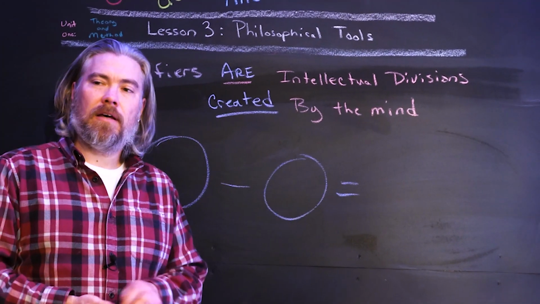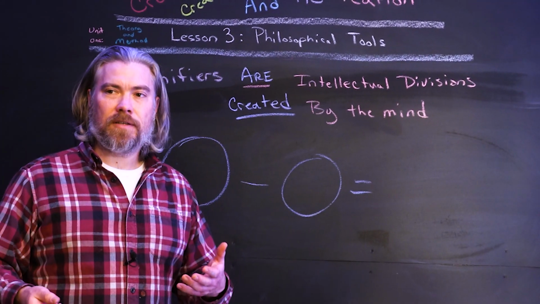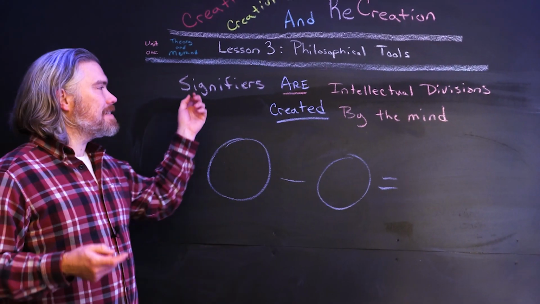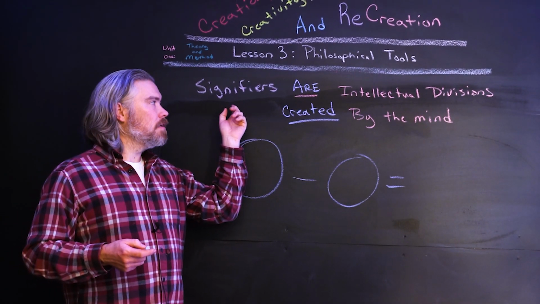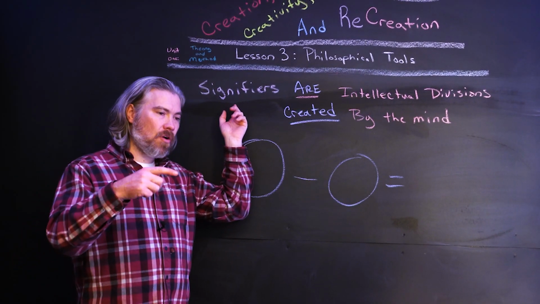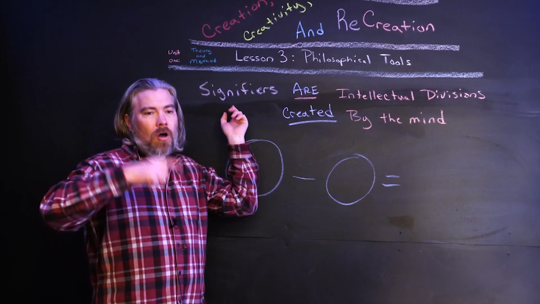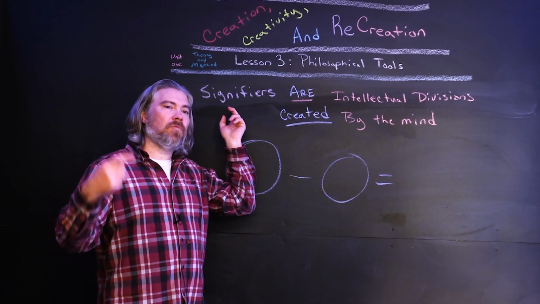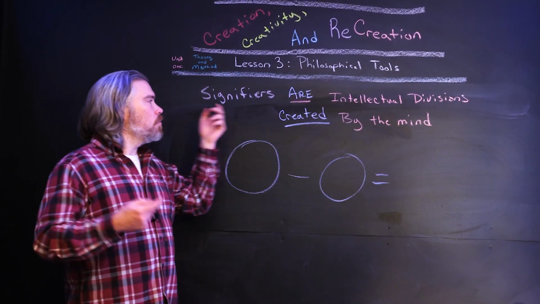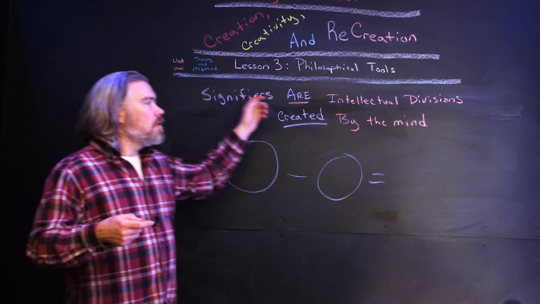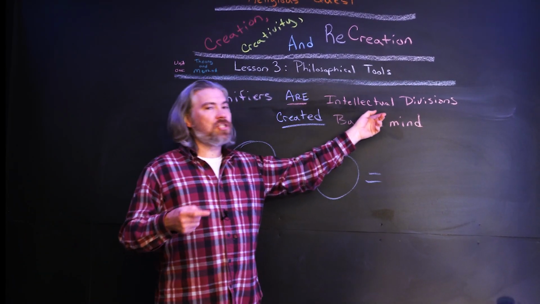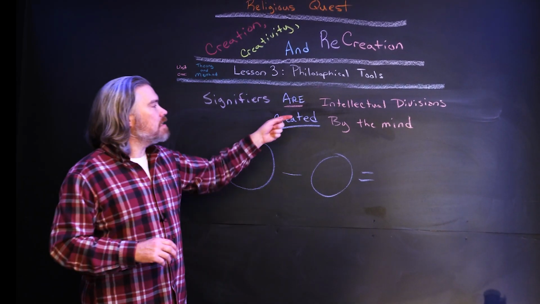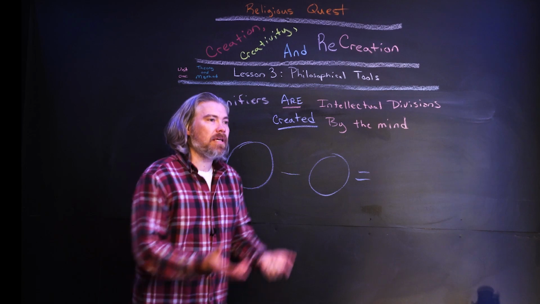So what is the point I want you to take from all of this? Well, there are a lot of them. But one of the main points that I want you to take away from this is that signifiers, any signifier, 0 is a signifier, words, all the words that we were using are signifiers, right? Red, not red, all of these words that we've been using are signifiers. Words are signifiers. Signifiers are intellectual divisions created by the mind, right? Intellectual divisions brought into being by the mind.